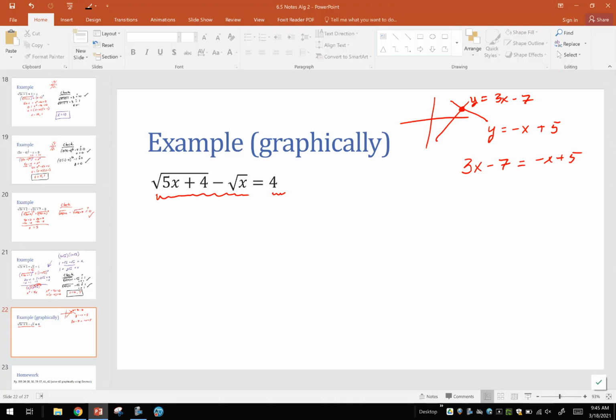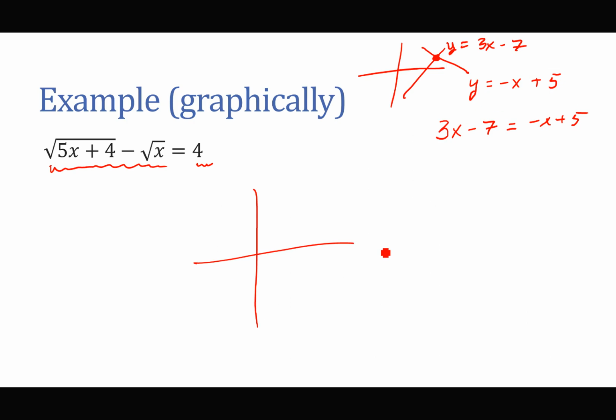So when I go back to my problem here, I could do just a quick sketch. The one was that funny check mark. That one's right here. I know right here at 9, x equals 9. I'm done.